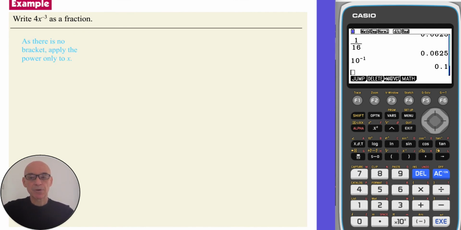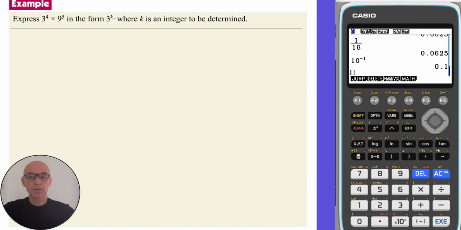In this question, we're asked to write the expression as a fraction. Now, since there are no brackets here, the power only applies to the term it's next to. It only applies to the x. If we first start by writing the expression with the multiplication visible, and then applying the law of indices for a negative power, rewriting x to the power of negative 3 as 1 over x cubed. Then if we write 4 as a fraction and multiply the fractions together, we'll get the required result of 4 over x cubed.